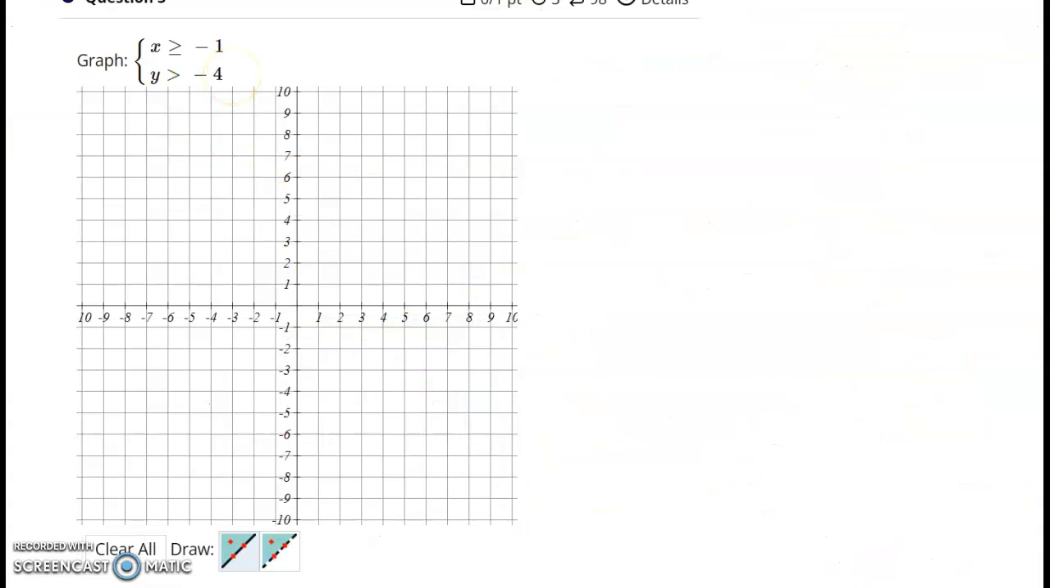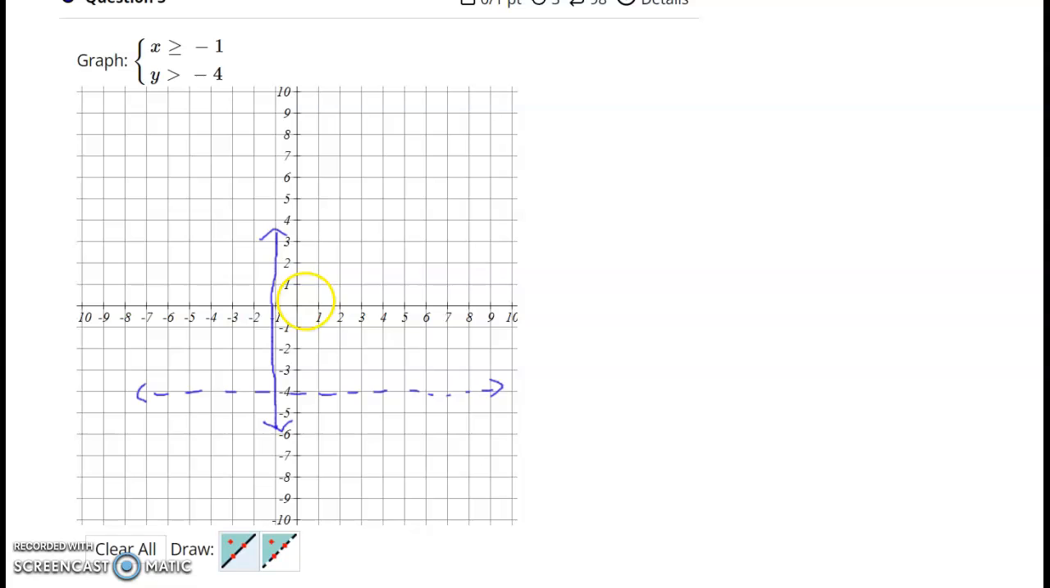Okay, let's look at this problem. It's a little problem, but it can feel difficult. So if x is greater than or equal to -1, that's basically x equals -1. It does have the equal sign, so we're going to have a solid line just through where x is -1, like that. Okay, y is greater than -4. Notice there's no equal sign, so in this one we're going to go through where y equals -4, but just a dotted line right there.